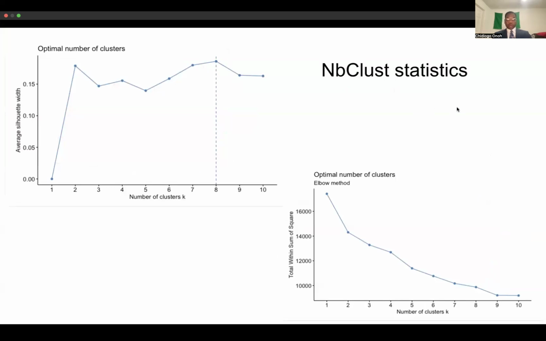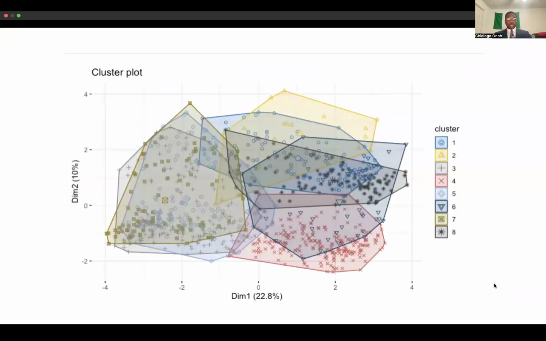Although we do let the computer do the thinking for us, so we use the NbClust library to print out the statistics of the silhouette plot and the optimal number of clusters with the elbow method. And this tells us that we will be using 8. The silhouette plot says 8. The elbow method shows the elbows start to taper off around 9 or 10, which is close to 8. So next we plot the k-means clustering with 8 clusters defined, and it's very hard to interpret here.